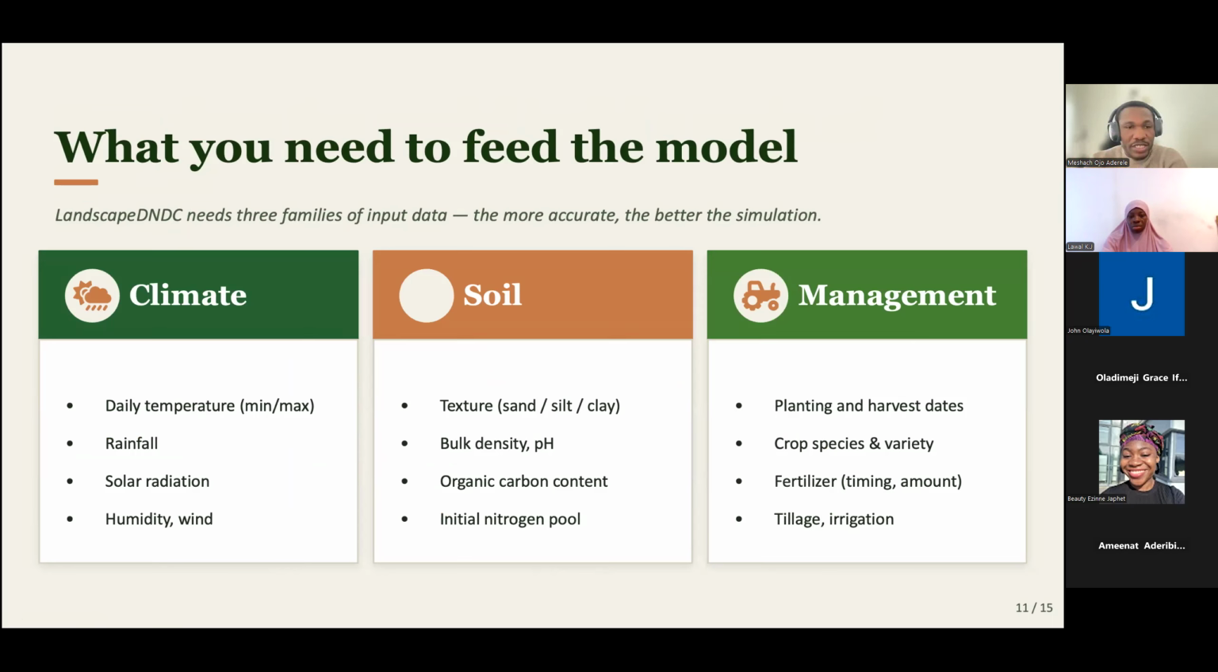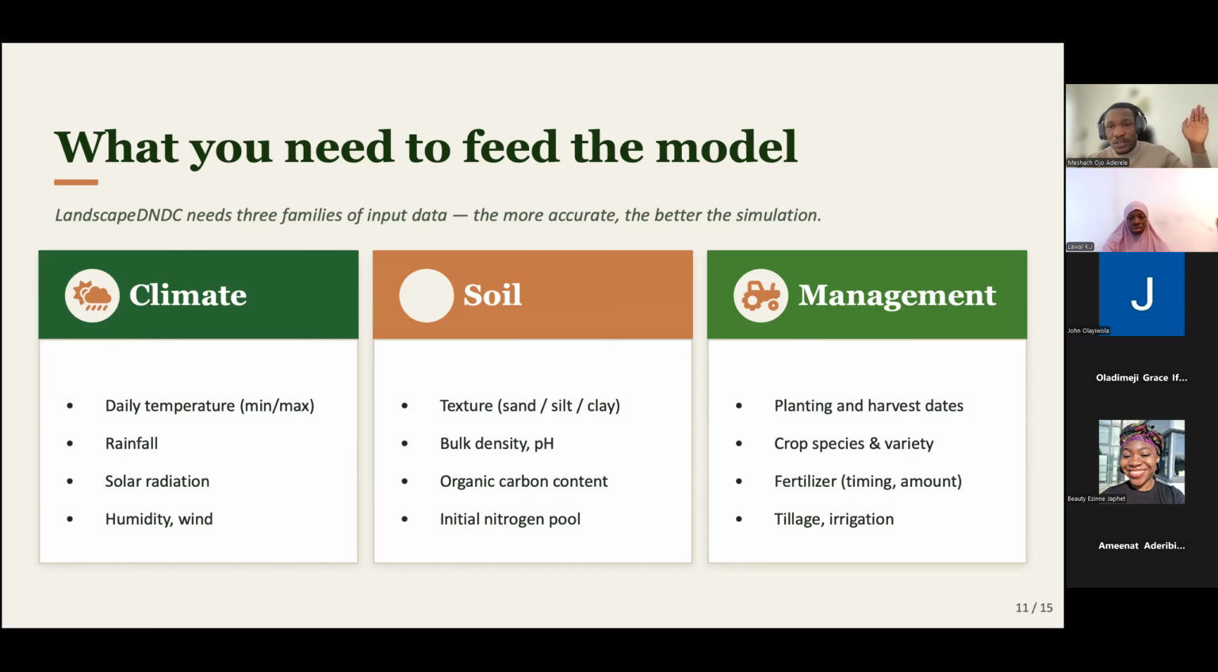For soil, you need to understand the soil texture. That is, what is the sand percentage? What is the silt percentage? What is the clay percentage? You need to know the values for the bulk density, the pH, the organic carbon content, and the initial nitrogen pool of that site. Then for the management, you need to know the planting and harvest dates of that crop.